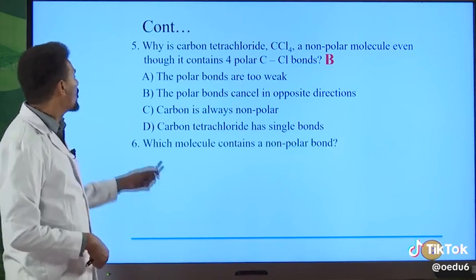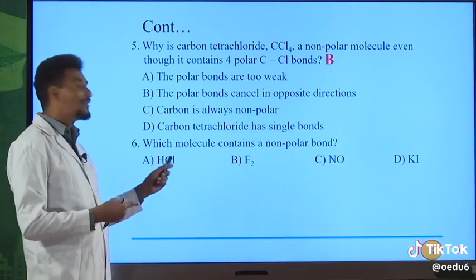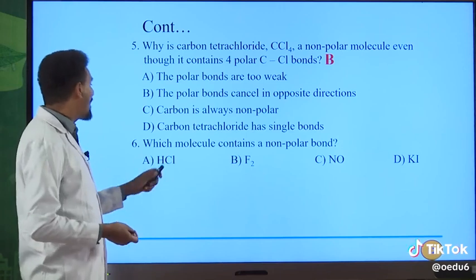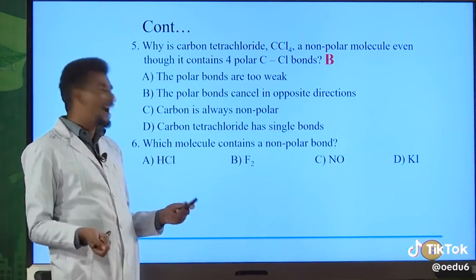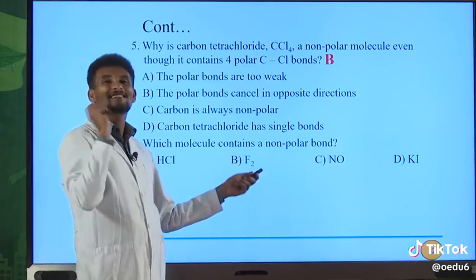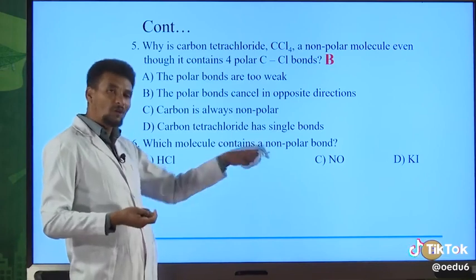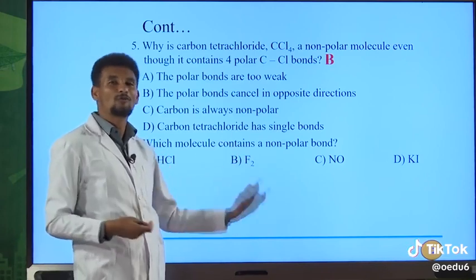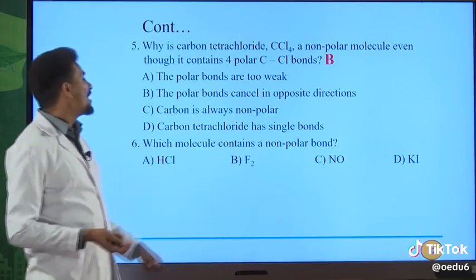Question number 6. Which molecule contains a non-polar bond? The bond between hydrogen and chlorine is polar because of the electronegativity difference between these two atoms. Chlorine has an electronegativity value of 3.0, and hydrogen's is 2.1. So 3 minus 2.1 is equal to 0.9. It is greater than 0.5, so the bond is polar. But here we have the same atoms. The electronegativity of a fluorine atom is 4, and that of the other fluorine atom is also 4. 4 minus 4 is equal to 0. Therefore, the bond is non-polar. So B is the correct answer.